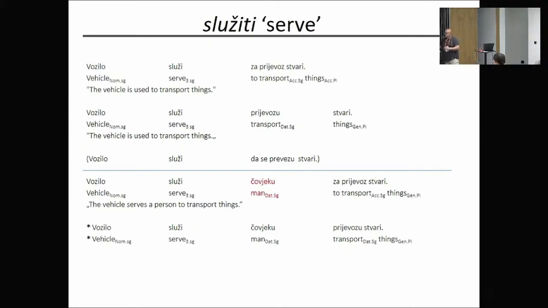we found this nice example, because if you have this, the vehicle is used to transport things, Vozilo služi za prevoz stvari. In Croatian, there are two syntactic alternations: vozilo služi za prijevoz stvari, and vozilo služi prijevozu stvari, with dative or with a prepositional phrase at the end. But if we insert here čovjeku, vozilo služi čovjeku za prijevoz stvari, the vehicle serves a person to transport things, this is the only syntactic alternation, only with the prepositional phrase. We cannot have two dative arguments. We cannot say vozilo služi čovjeku prijevozu stvari in Croatian.